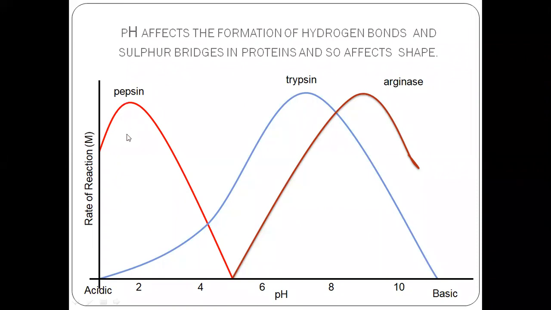So pepsin is having optimum pH at 2, see here 2. At 2 it is having maximum activity, and trypsin is having maximum activity at 7, and arginase here it is at nearly 9. Okay.